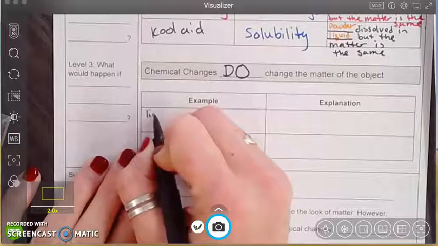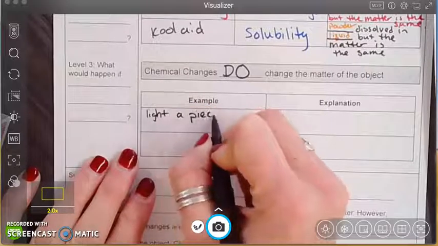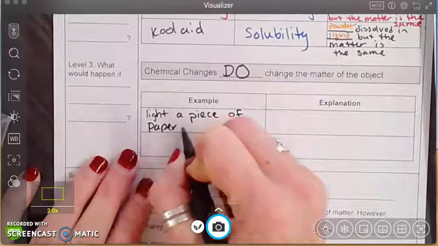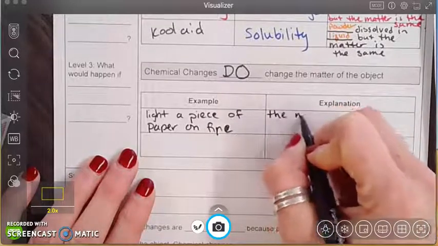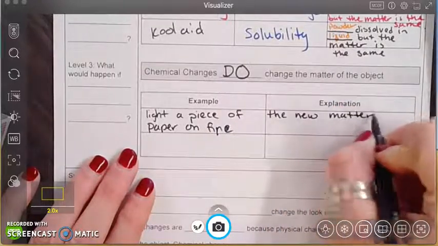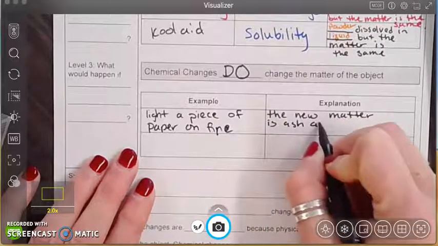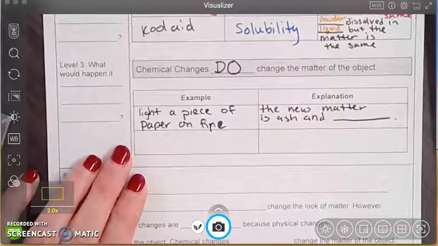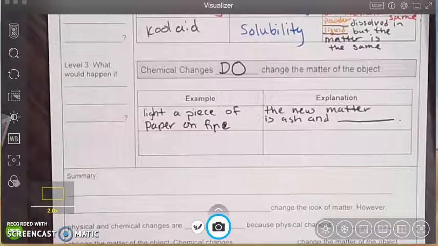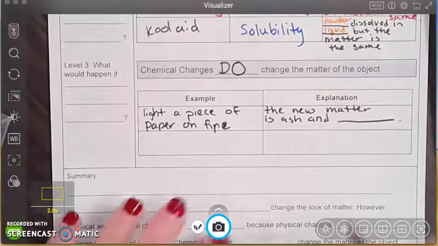So if I light a piece of paper on fire, then I'm going to say the new matter, because it's new stuff, is ash, and, now you can't tell this on a video, but if I were doing this live with you and you had closed your eyes, you would know that something was on fire. One of your other senses would tell you that. And I'm hoping right now you're thinking, I hope you're not shouting, but I hope you're thinking you would be able to smell the smoke.